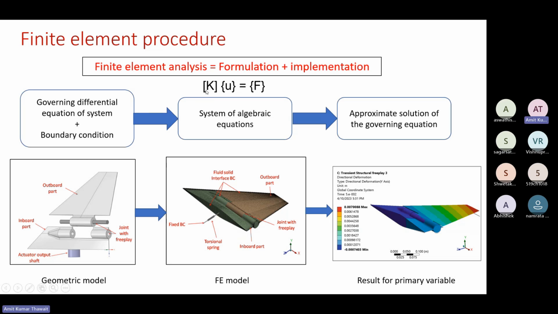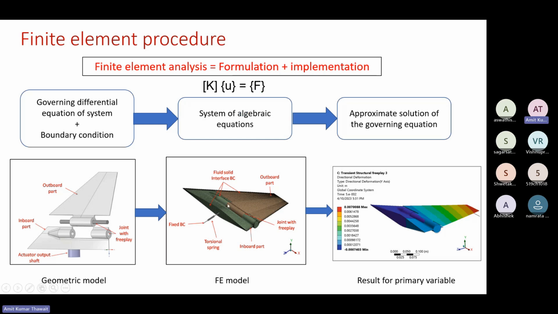K is a stiffness matrix, representing the system's property, we can say. U is the primary variable, which is unknown. So this is the vector. Actually, in structural mechanics, we call it the displacement vector. This K is a stiffness matrix, and this F is the force vector. So this is the external forces or loads or external agents which are working on the system. So we convert the differential equation into this form of governing equation.